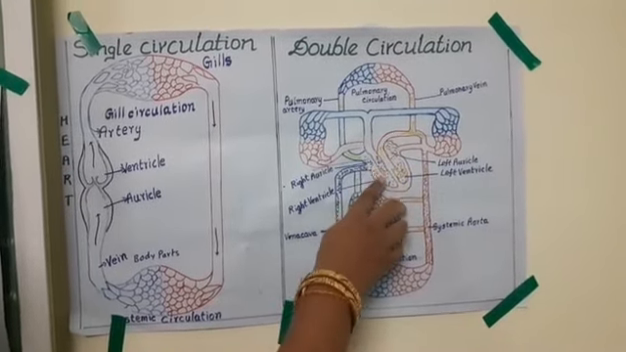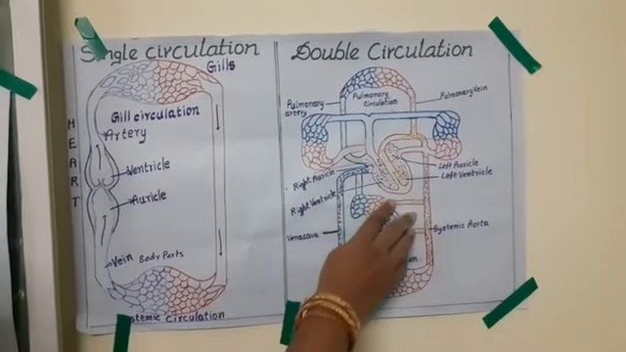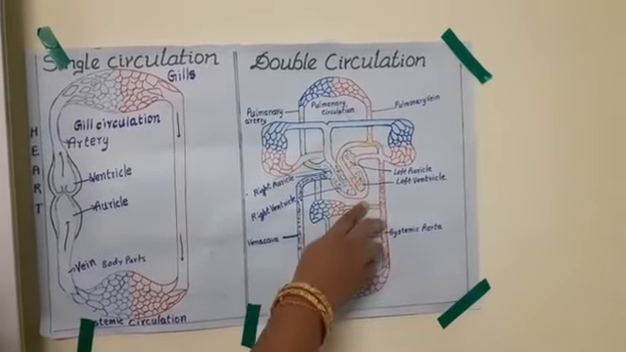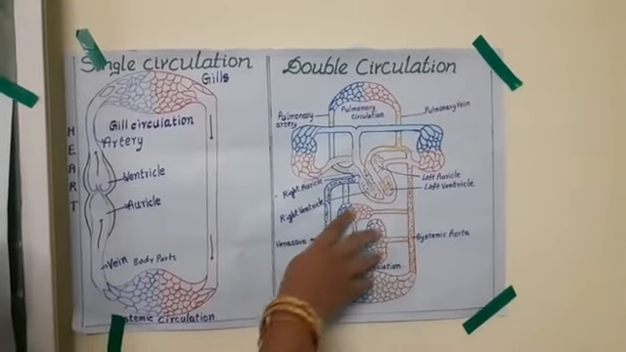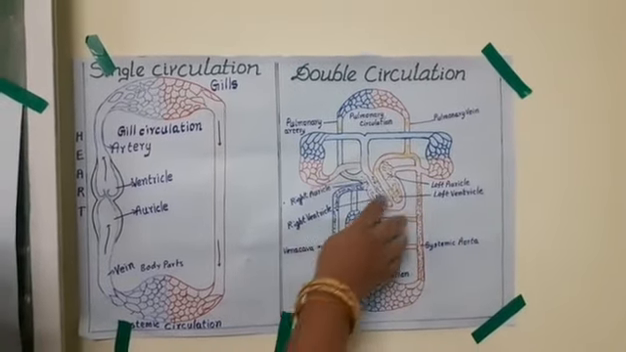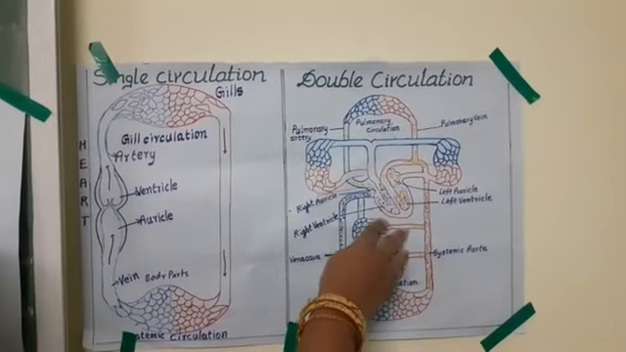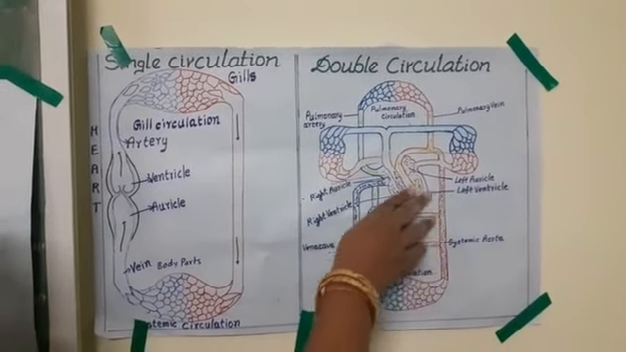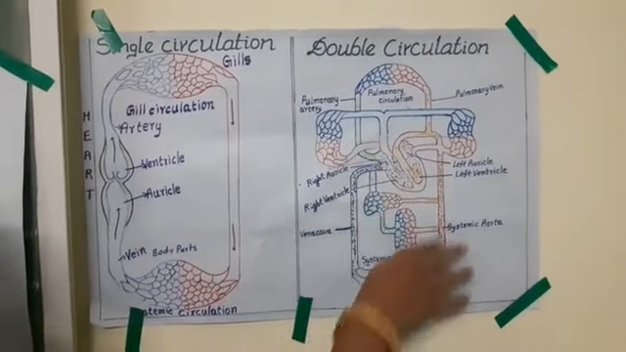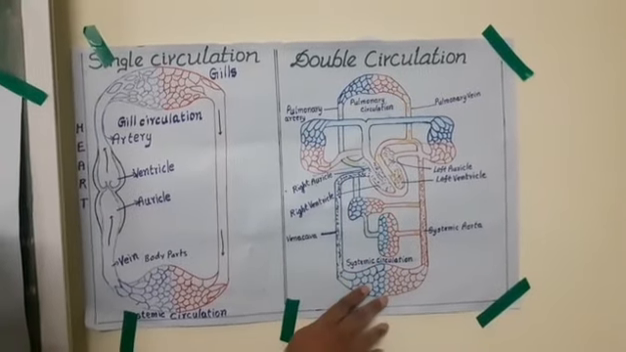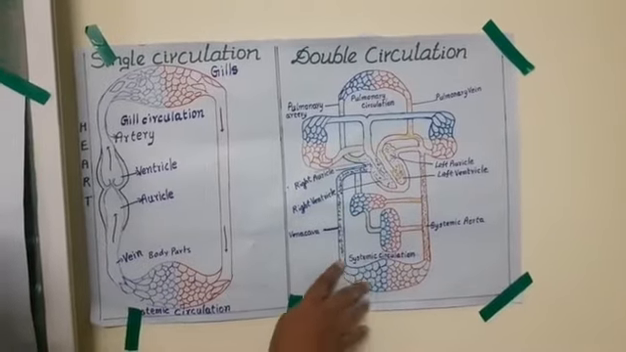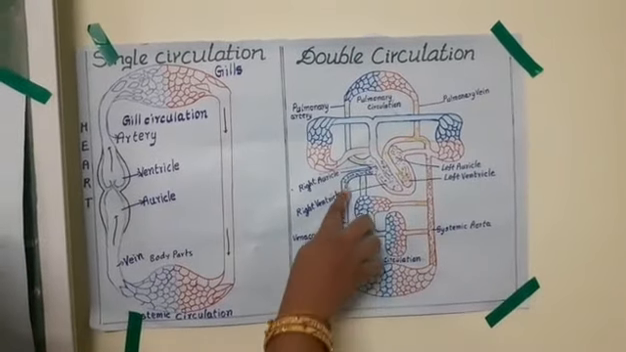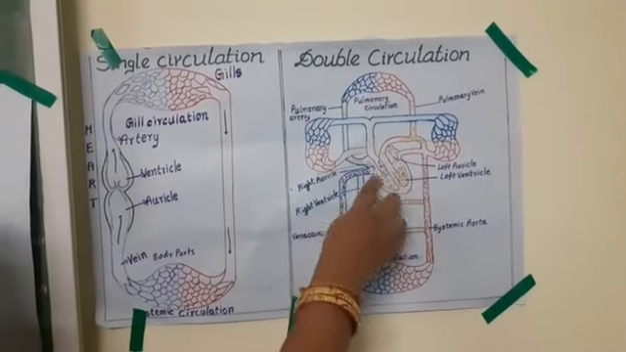The auricles are separated by the interauricular septum and the ventricles are separated by the interventricular septum. It clearly indicates there is no mixing of oxygenated blood and deoxygenated blood. That is, pure blood and impure blood don't mix here. When we clearly see the double circuit circulation, from the body parts, the vena cava, that is the superior and inferior vena cava, brings the deoxygenated blood into the right auricle.